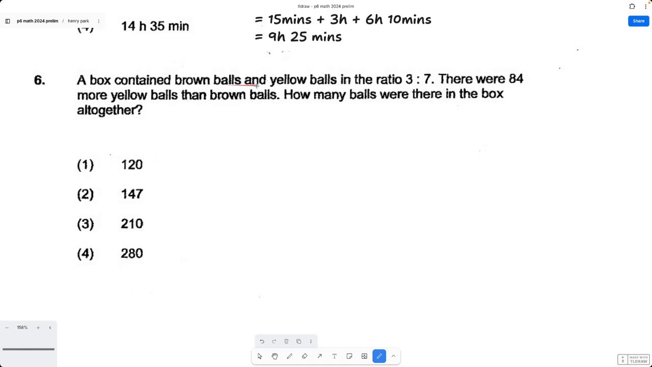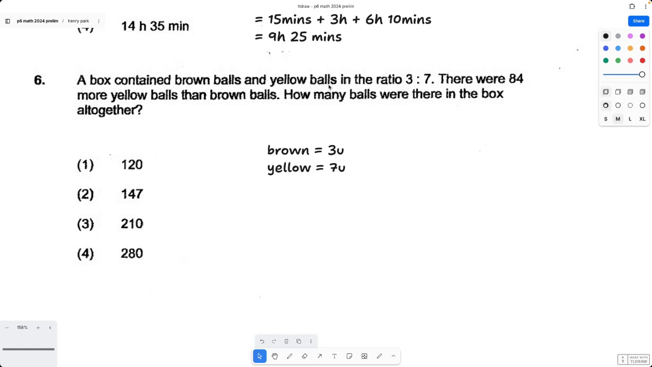A box contained brown balls and yellow balls in the ratio of 3 is to 7. So I'll just put brown is 3 units, and yellow is 7 units. There were 84 more yellow balls than brown balls. So yellow is equal to brown plus 84. How many balls were there in the box? So yellow minus brown is equal to 84. Let me just swap in, so 7 units minus 3 units equal to 84.